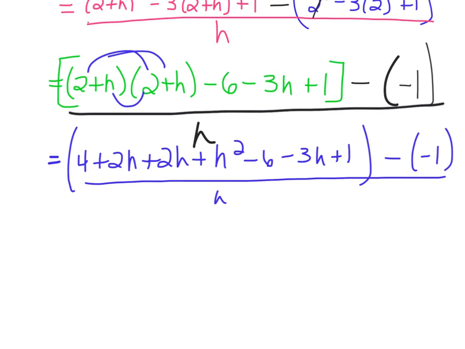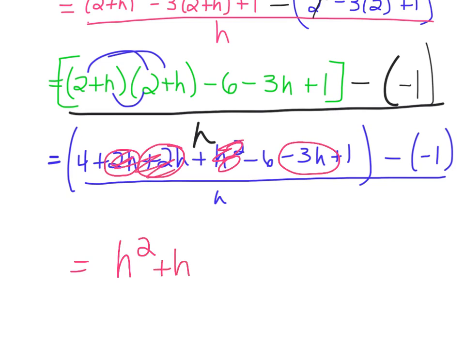Start with your highest exponent. What's the highest exponent you see? 2. h squared. Is there anything to combine with h squared? No, so h squared stays. Now combine like terms. 2h and 2h is 4h, minus 3h is positive or negative? Good. What's 4 minus 6? Negative 2, plus 1, minus 1. And then what happens here? Minus the negative becomes plus. And all of this is over what? h.